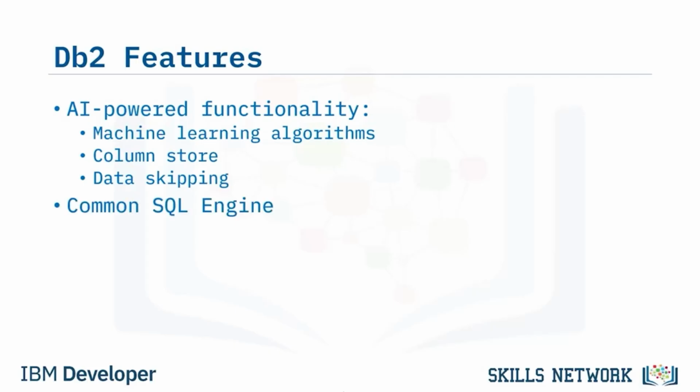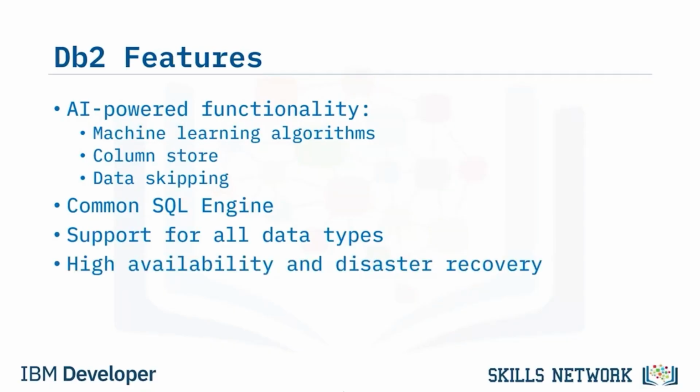The common SQL engine across all the DB2 family means that you can write a query once and be sure it will work with other products in the family. This simplifies migration of applications between products and platforms. The support for all data types, relational, structured, and unstructured, means you can access all of your corporate data to make better business decisions. And the DB2 replication functionality enables you to implement high availability and disaster recovery solutions.